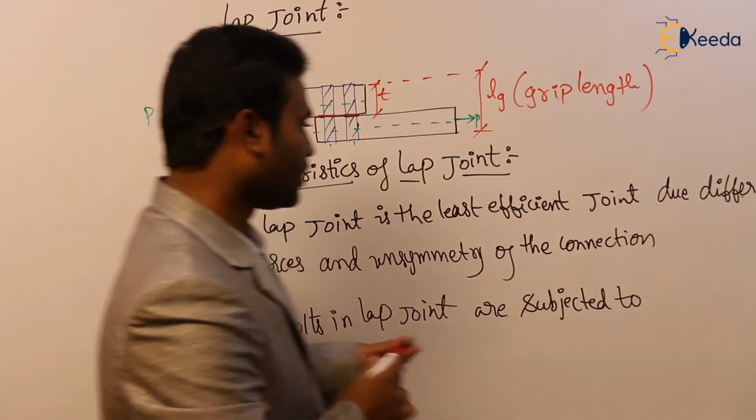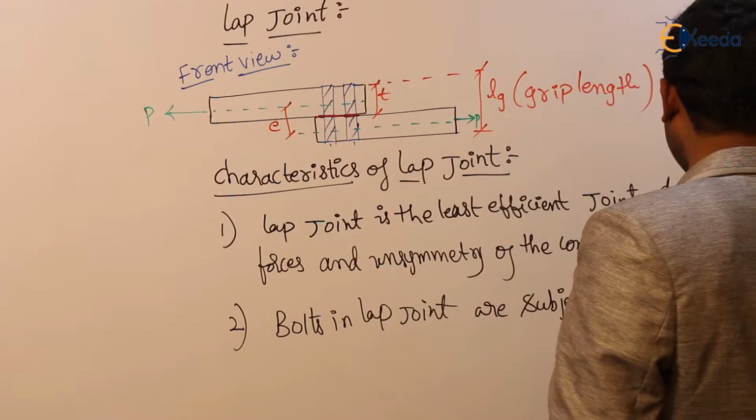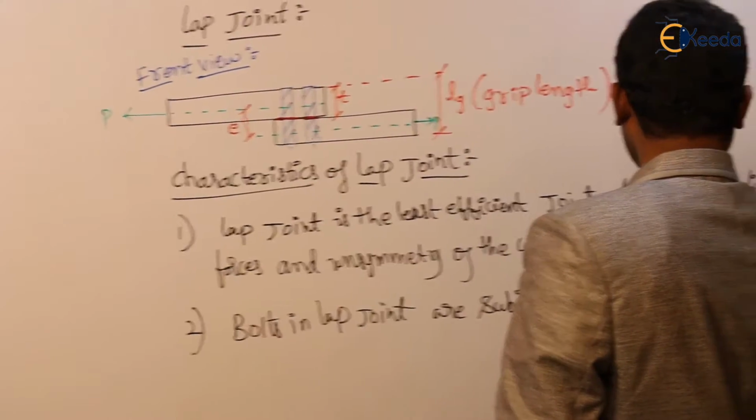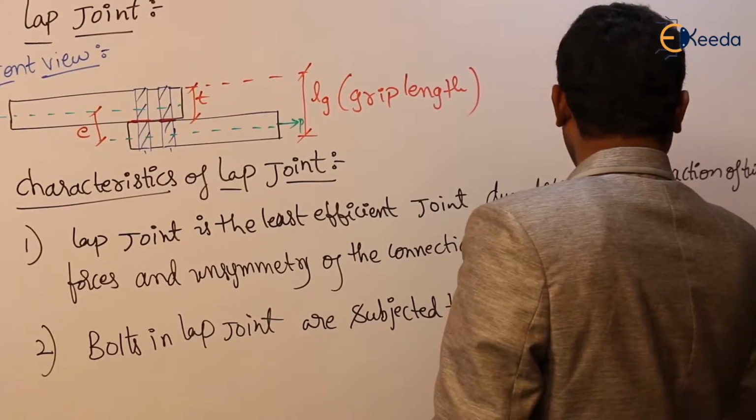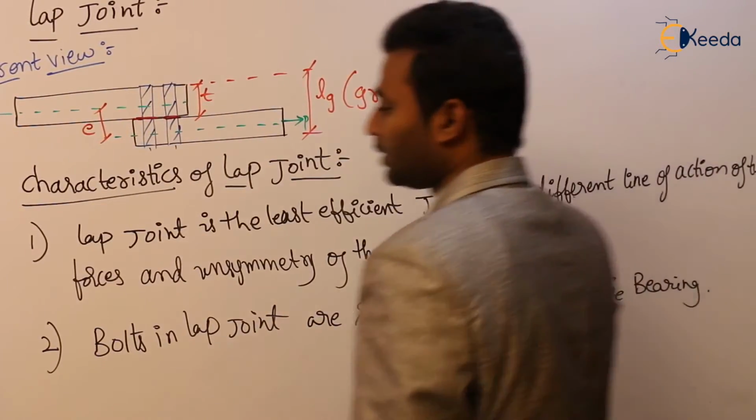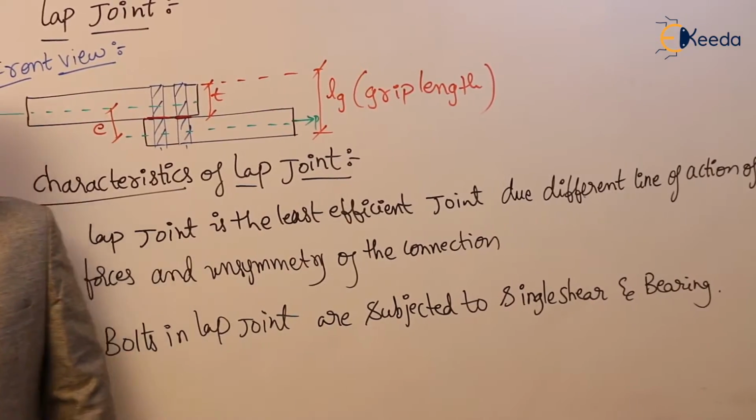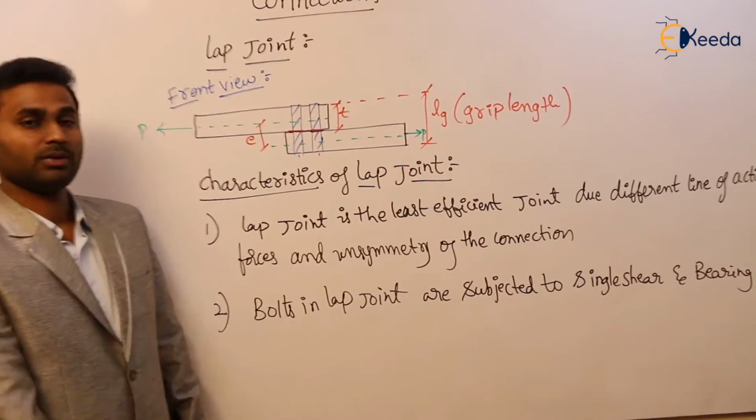So bolts in the lap joint are subjected to single shear and bearing. Bearing is nothing but pressing action. This is the characteristic of lap joint. So this is important, take it down.